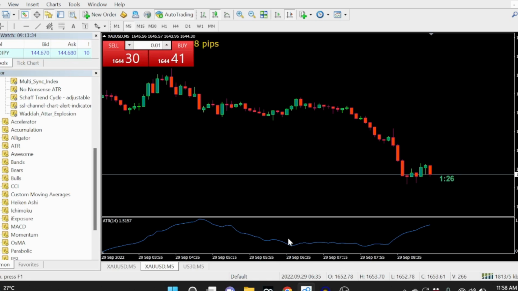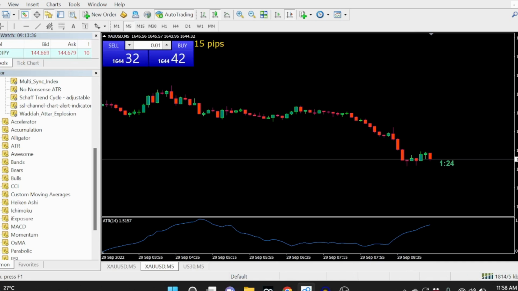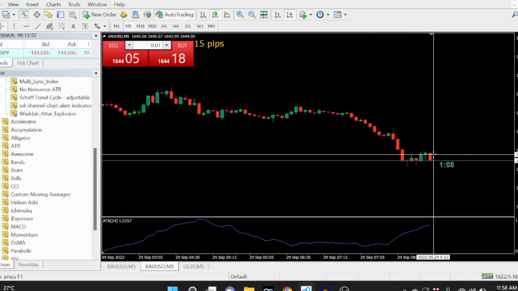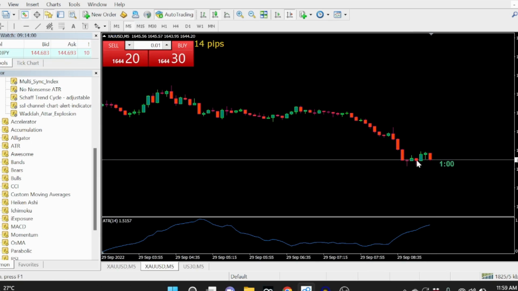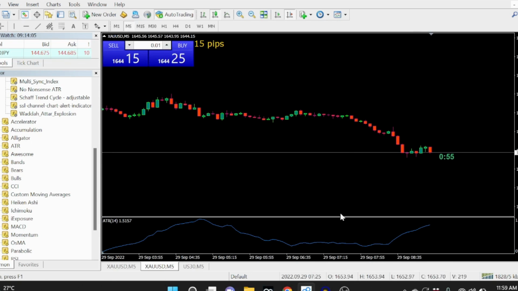So how will we be using this? First, on any chart we'll be identifying the ATR price. Let's say the current ATR is 1.5 in gold. That means 15 pips, that means an average candle is traveling 15 pips. You can see this candle travels like 16 to 17 pips, and some candles are traveling less and more. So the average range of a particular candle in this particular time frame is 15 pips for now.